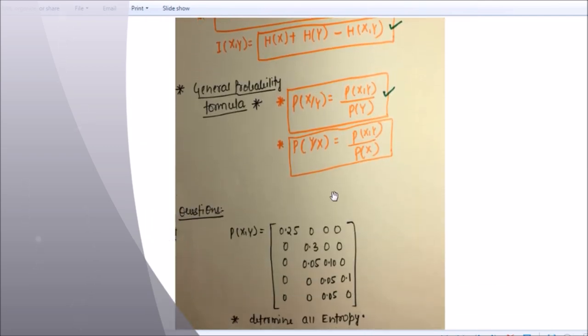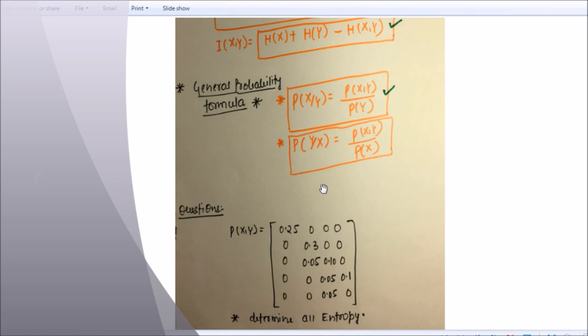Now in this lecture I am going to explain one of the best examples, and this is a question which is asked in most of the NOSTs. So please see it carefully. This is P(X,Y) and we have to find all the entropies. All the entropies means joint entropy, conditional entropy, and mutual entropy.